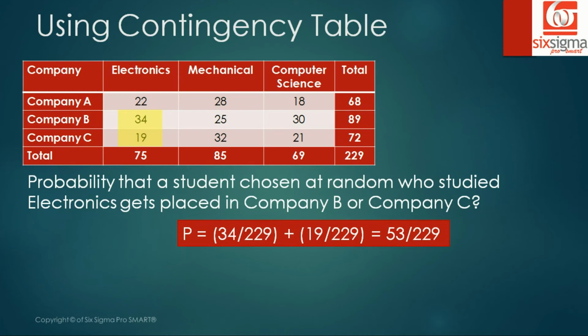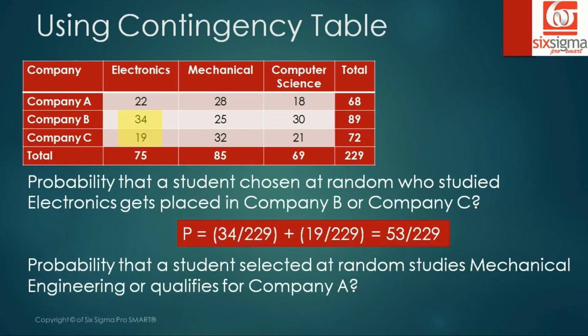One last question here. What is the probability that a student selected at random belongs to mechanical engineering or has qualified for company A? So now we're talking about either he belongs to mechanical engineering, which is this column and this is the total number, or he has qualified for company A. We need to understand that we are not talking about both the events occurring at the same time, but this is that one case where we see a slight overlap or an intersection. So how do we calculate it?